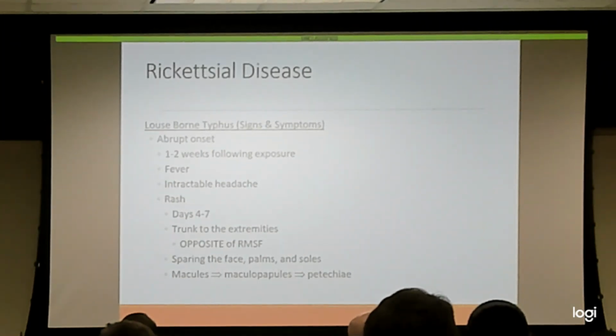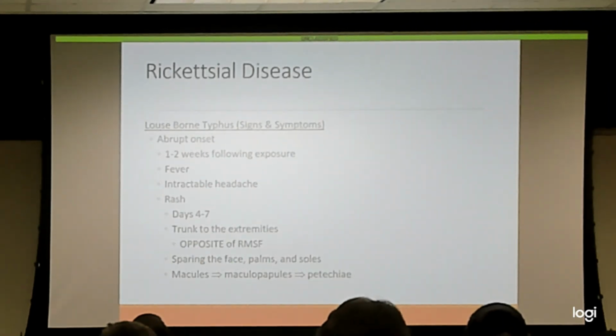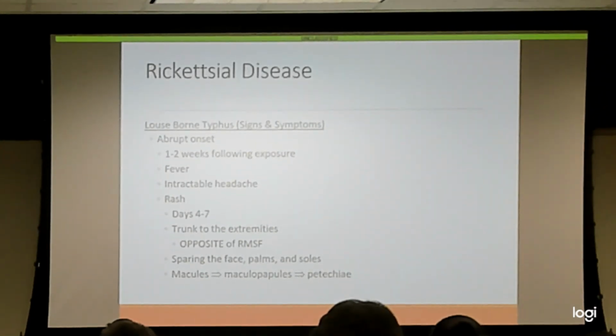Okay, it's an abrupt onset. So it's pretty quick once it kicks in. Incubation period is usually 1 to 2 weeks. And then after that time frame, it can kick in really quick. Fever, intractable headache, rash, 4 to 7 days. Big thing to highlight here, okay, that rash, trunk to extremities. Okay, we look at how do we tell these things apart from each other, trunk to extremities for the body louse. Okay, Prowazekii, that's how your rash is going to be. The other thing to highlight is it spares your face, palms, and toes.